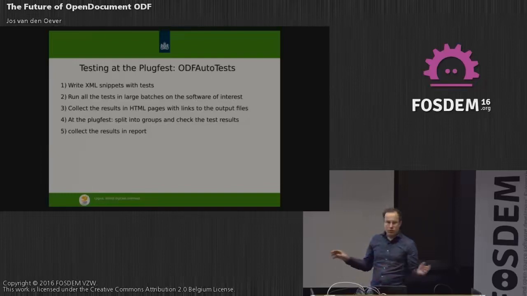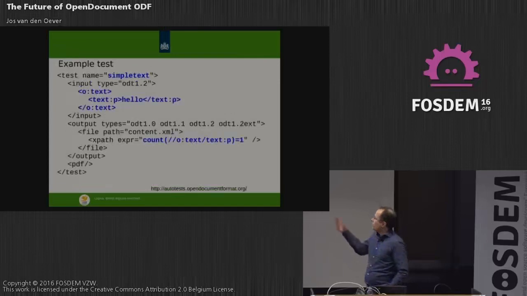We scripted all of that, so people didn't have to do that. And then we collected the results onto an HTML page. All of this was done before the actual Plugfest, so the results could be read by the people coming to the Plugfest, and they could discuss which Office suite was doing it wrong and which was doing it right. Or maybe the test was wrong. And then we collect all of these results in a report.